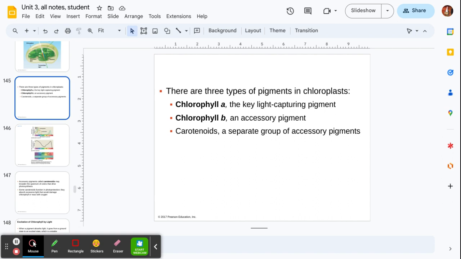There is a separate group of accessory pigments that are called carotenoids. And those are our yellows and reds and our oranges. And the same thing would apply for those. They're going to accept the greens, but they're going to reject the yellows or the reds or the oranges. Again, we can't really see those unless the chlorophyll breaks down because there's so much more chlorophyll than there is carotenoids.